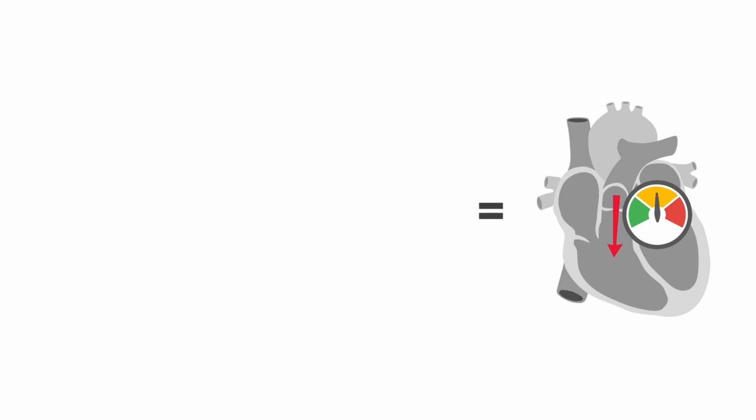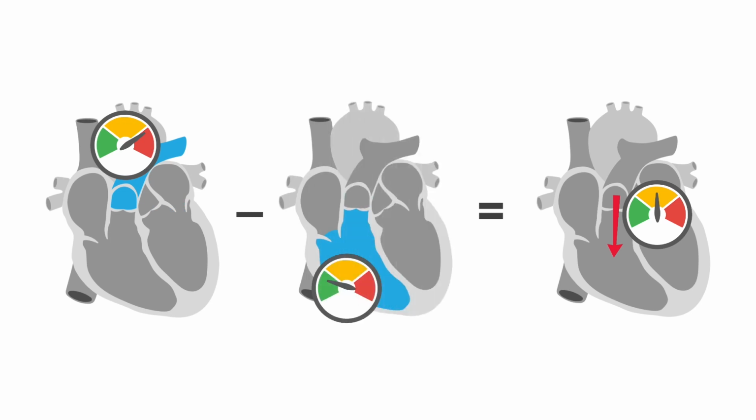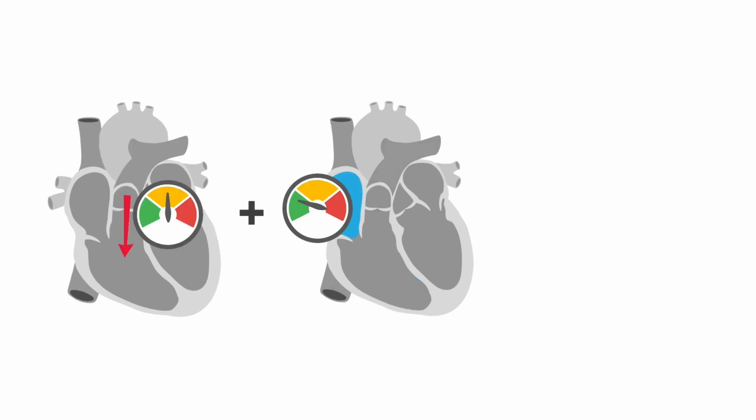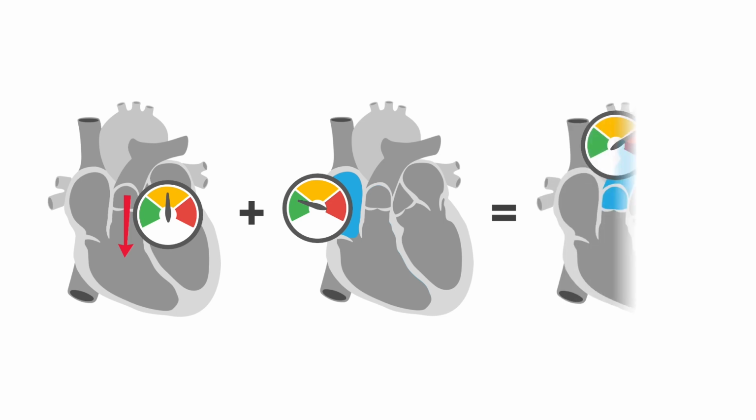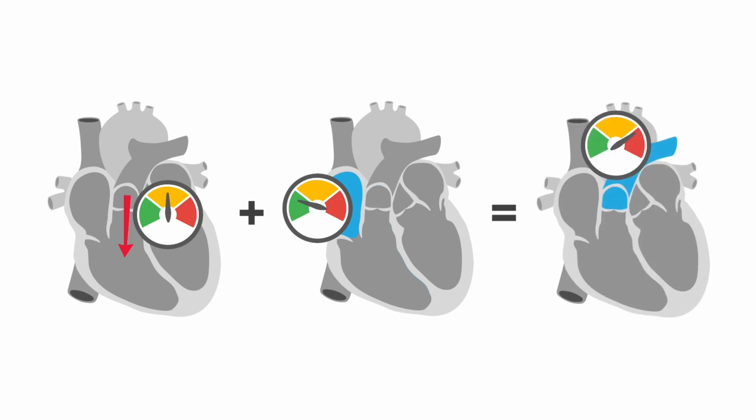Now, for a bit of theory. The pressure of a pulmonary regurgitation jet reflects the pressure difference between the pulmonary artery and the right ventricle in end diastole. Therefore, if we rearrange the equation and add the pressure of the pulmonary regurgitation jet to the right atrial pressure, we can estimate the pulmonary artery diastolic pressure, or the PADP.